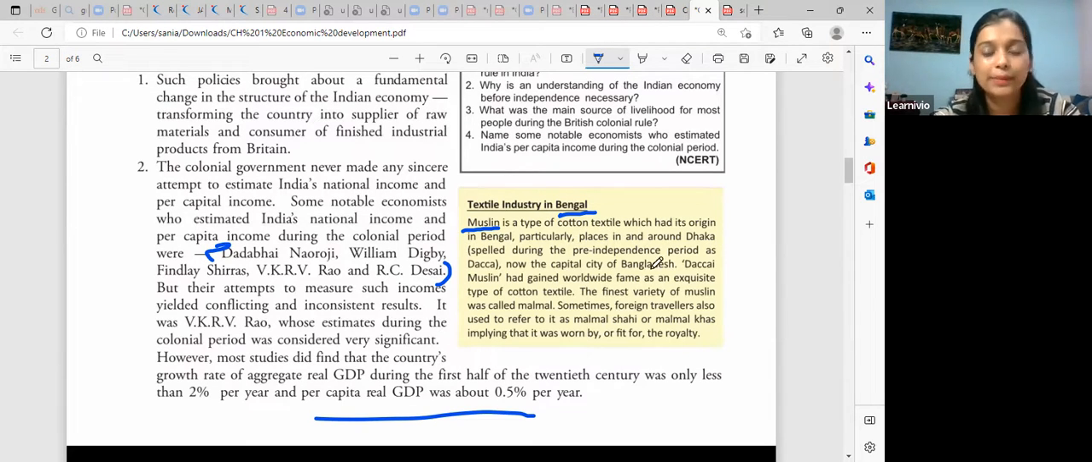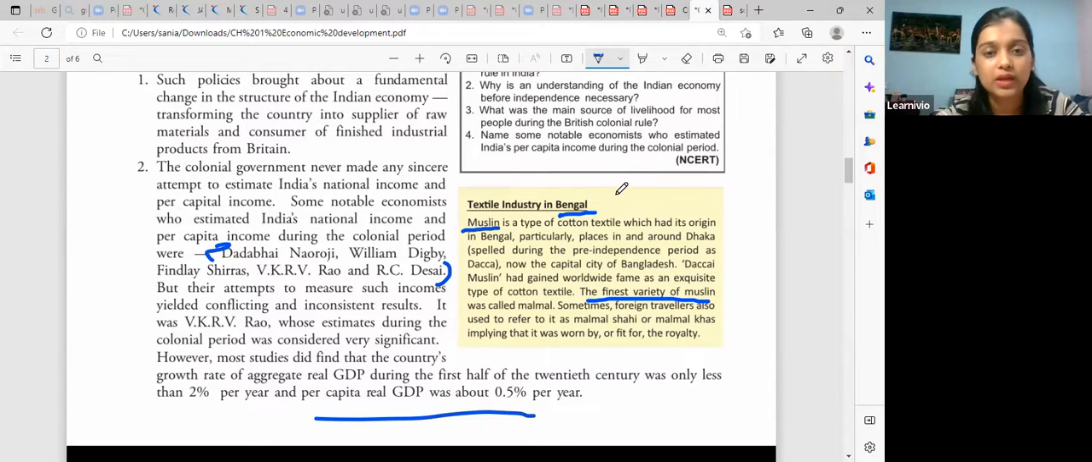Now the capital of Bangladesh. The finest variety of muslin was called malmal. You say malmal ka kurta, malmal ki sari. Sometimes foreign travelers also used to refer to it as Malmal Shahi or Malmal Khas, implying that it was worn by royalty. If you are wearing muslin clothes, that means you are very rich. This was the mentality of that period.